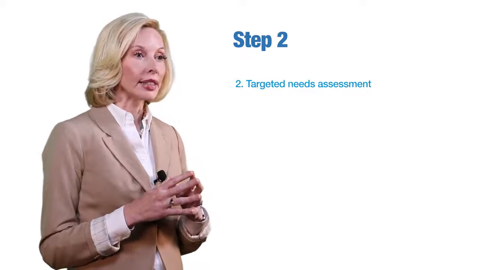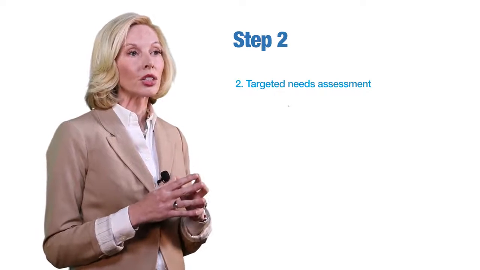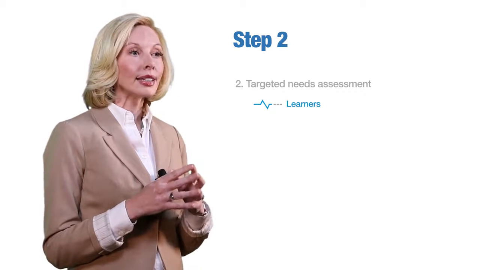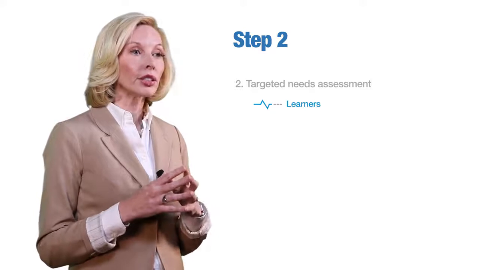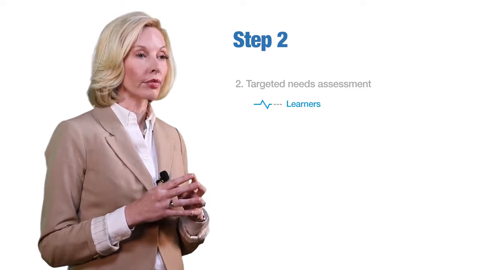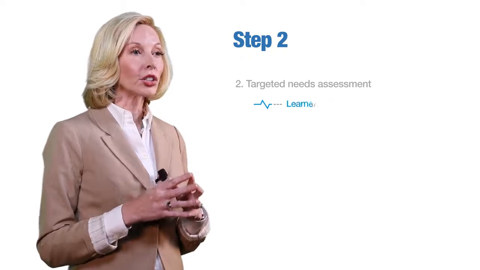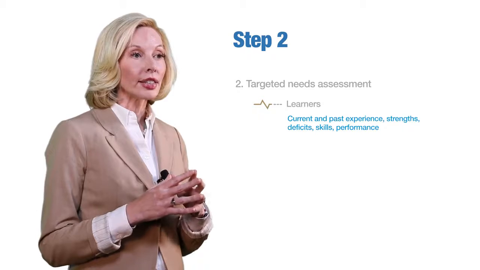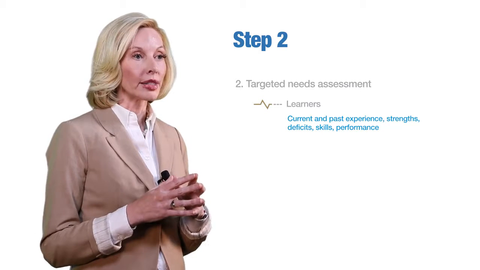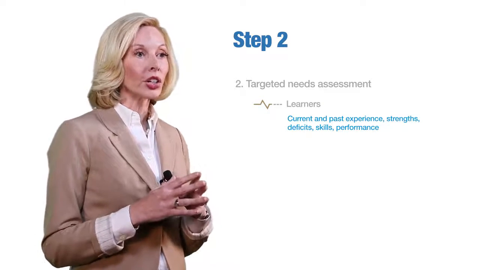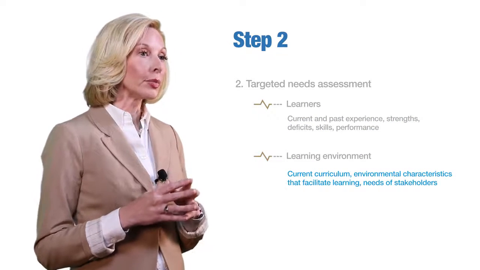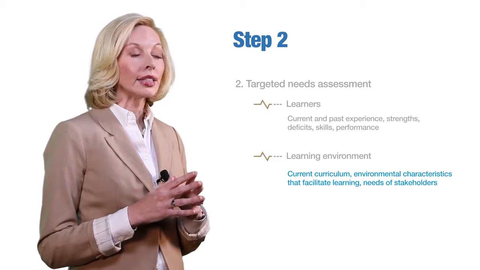Moving on to step 2. This step also involves a needs assessment. But this assessment is specific to the learning needs of those in your course, program, or institution. This needs assessment includes an assessment of available resources and occurs at 2 levels. The first level is targeted at learners with assessment of current and past experiences, strengths and weaknesses, knowledge deficits, attitudes, skills, and performance. The second level is targeted at the learning environment with assessment of the current curriculum, characteristics of the environment that facilitate learning, and the needs of key stakeholders.